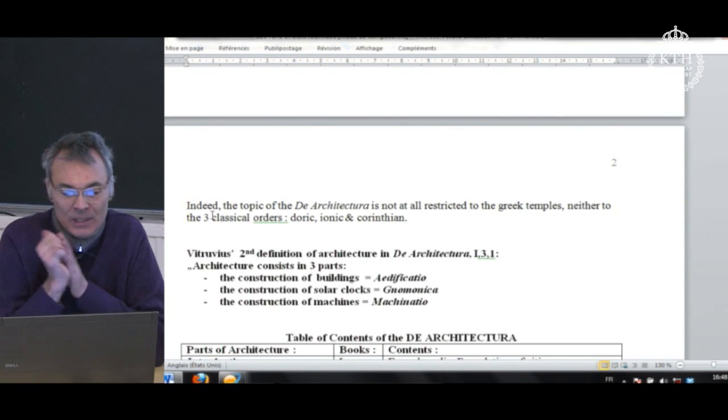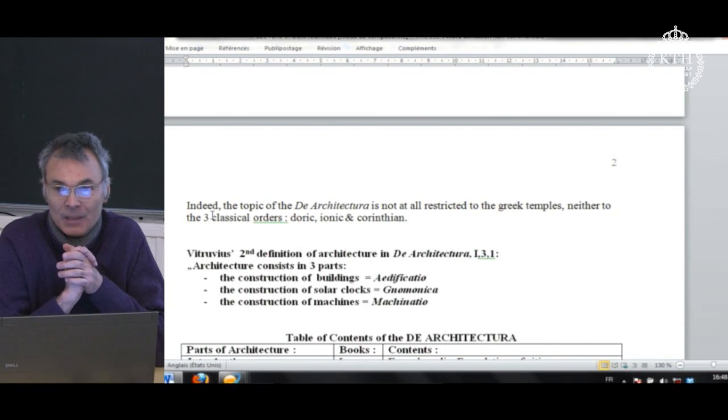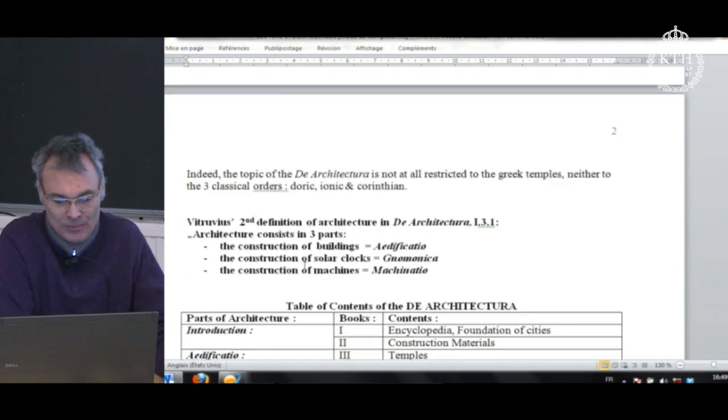Indeed, the topic of the De Architectura is not at all restricted to the Greek temples, neither to the three classical orders, Doric, Ionic, and Corinthian. Vitruvius' second definition of architecture is that architecture consists in three parts: the construction of buildings, edificatio, the construction of solar clocks, gnomonica, and the construction of machines, machinatio.